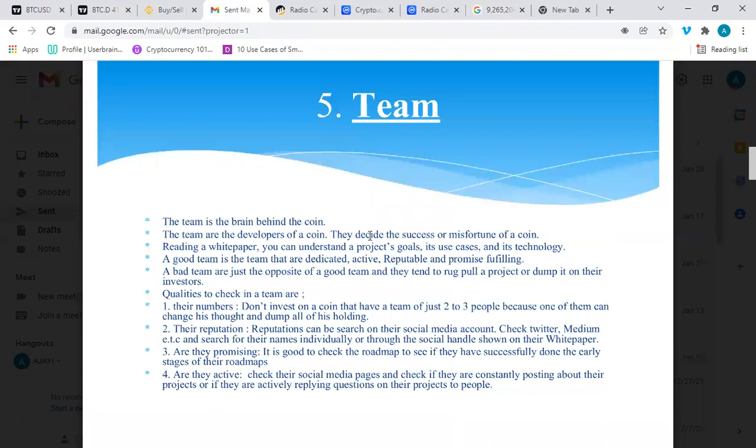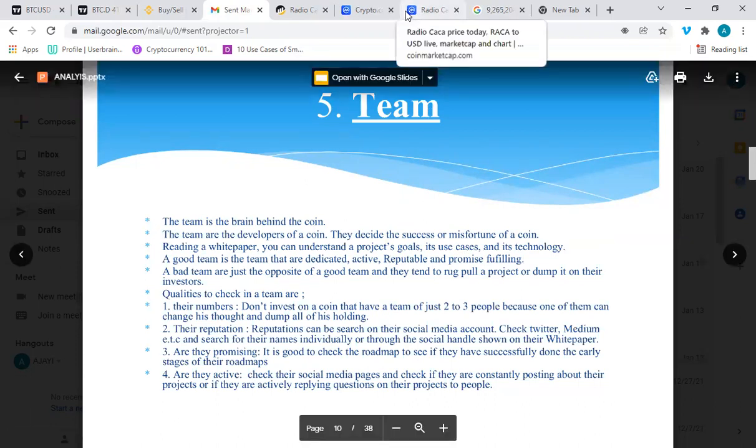Now, reading the white paper, you can understand a project's goal, its use case, and the technology. A good team is the team that is dedicated, active, reputable, and promise fulfilling. Another thing, let me show you how to check the team of the company.